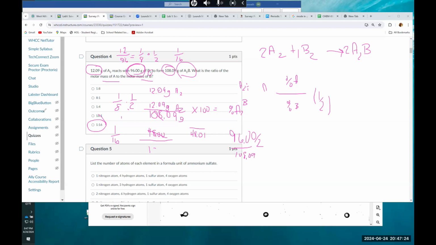Okay, so we know that the molar mass of A, so let's go, we'll call it M for molar mass of A. And then we have M molar mass of B.